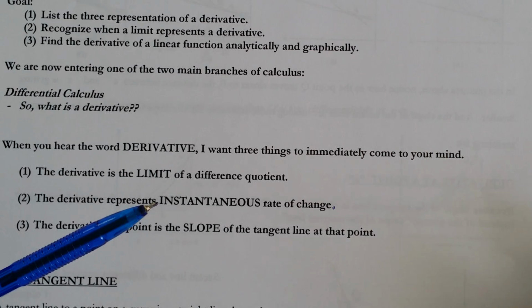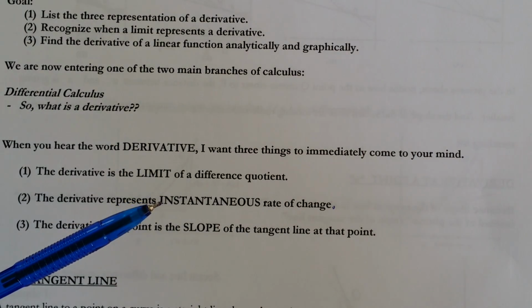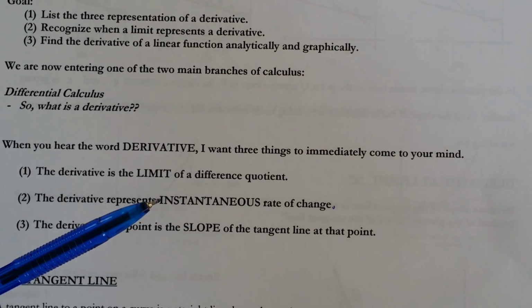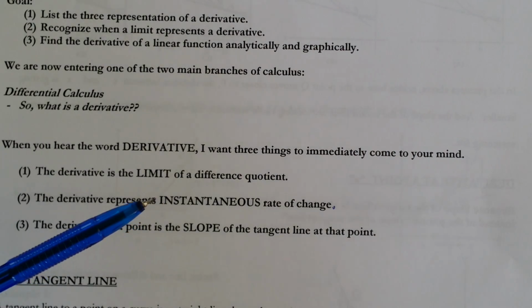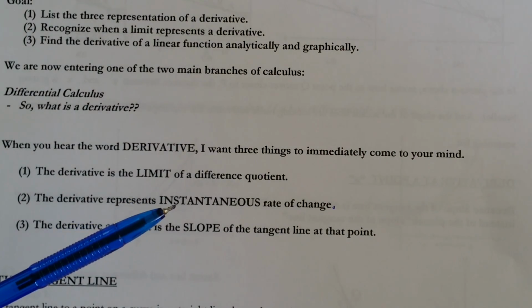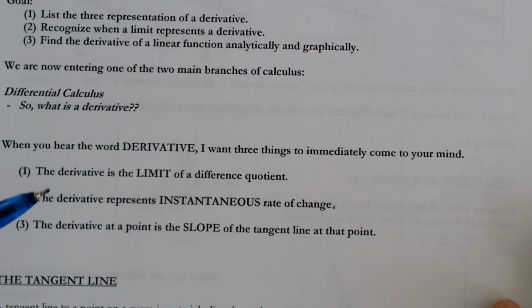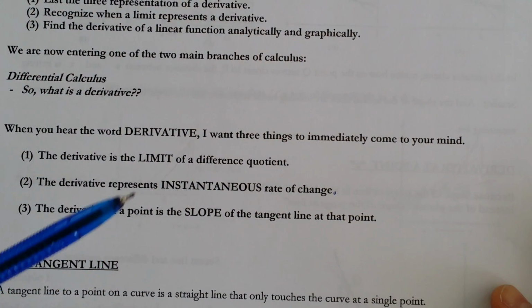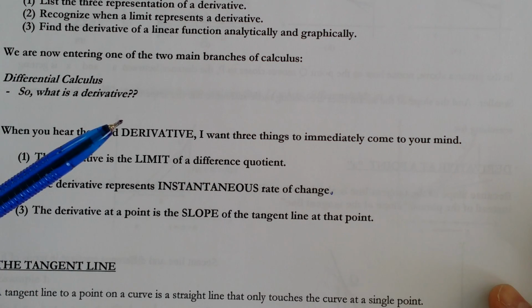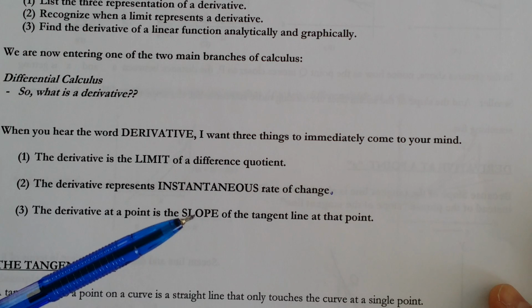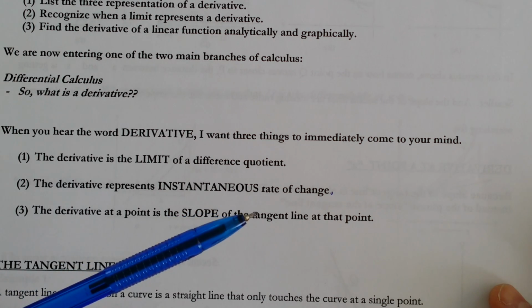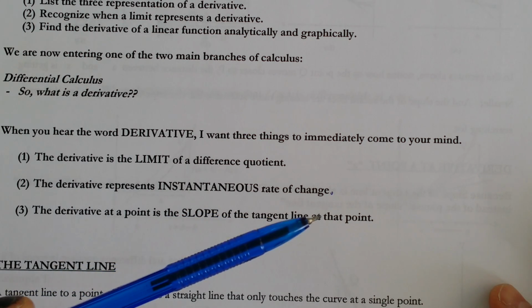Well, here's a very simple example. If you look at your speedometer in your car, and let's say it reads 45 miles an hour, at that instant, that's called the instantaneous rate of change. Okay? And the last thing I want you to think of when you hear the word derivative is, it is also the slope of the tangent line at that point.